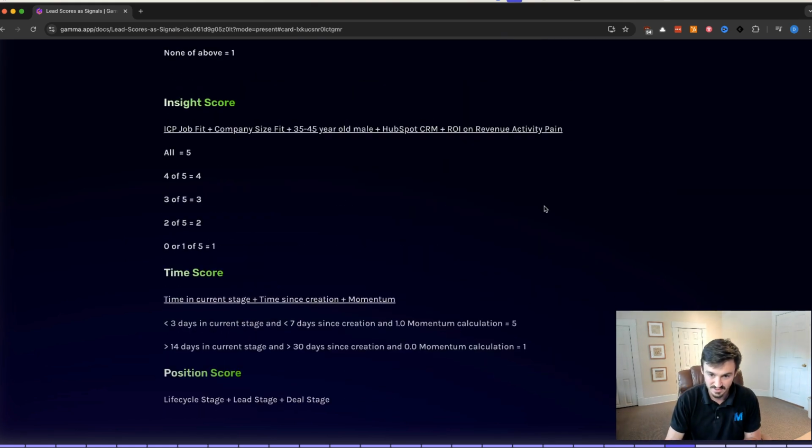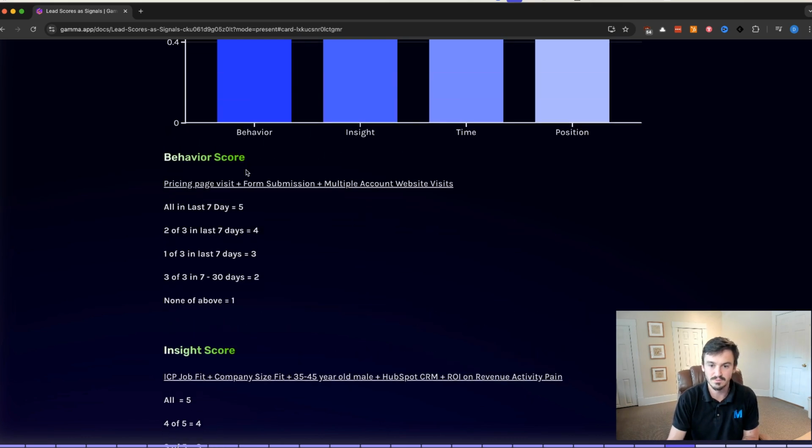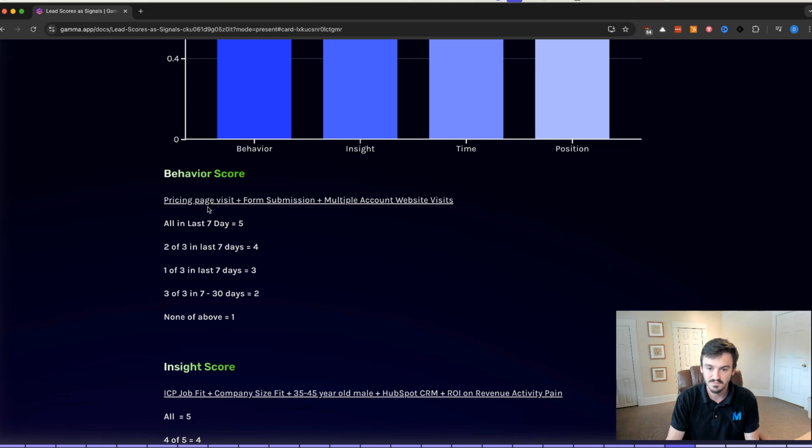But for this, we're breaking it up into the categories. One could be a behavior score. Pricing, the example would be pricing page visit plus a form submission plus multiple account website visits. So let's say you have an account with 8 contacts, 6 of them visit your website within the last 7 days, then that's a pretty strong signal that they're talking about you and strongly considering.